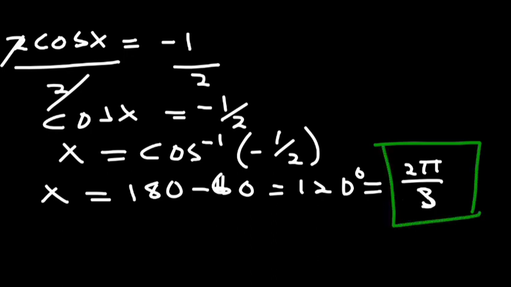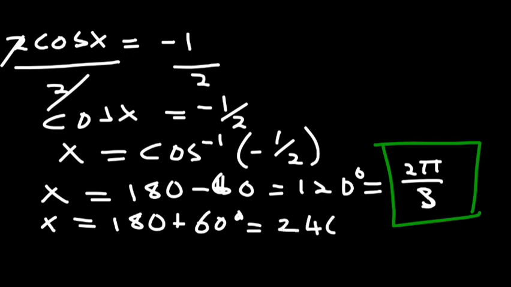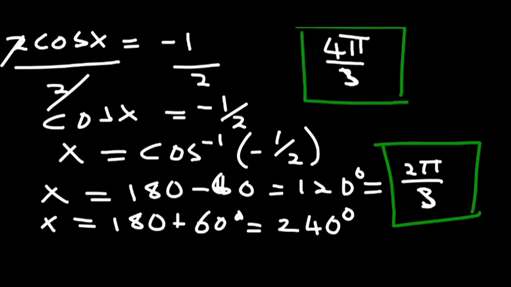To find the other angle, which is in the third quadrant, we say x is equal to 180 plus 60 degrees, giving us 240 degrees. But we need to convert that into radians. So 240 degrees is equal to 4 pi over 3. So that is our solution. We found two solutions: the first is 2 pi over 3, and the second is 4 pi over 3.